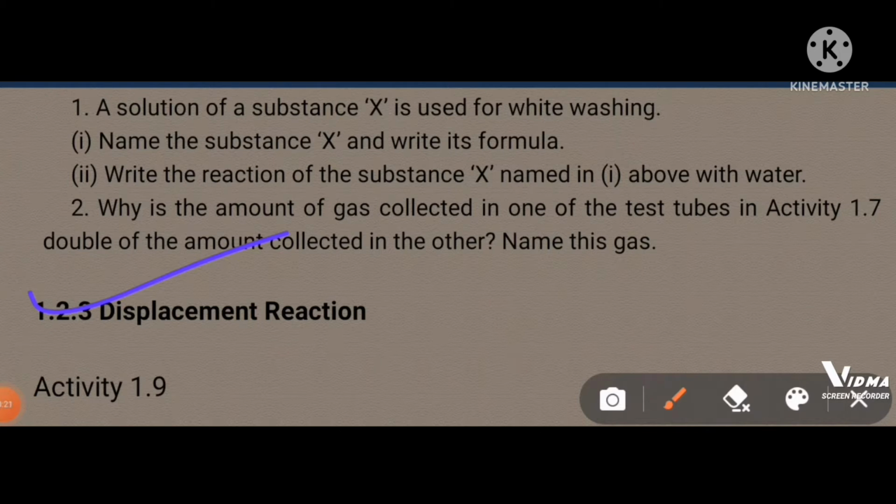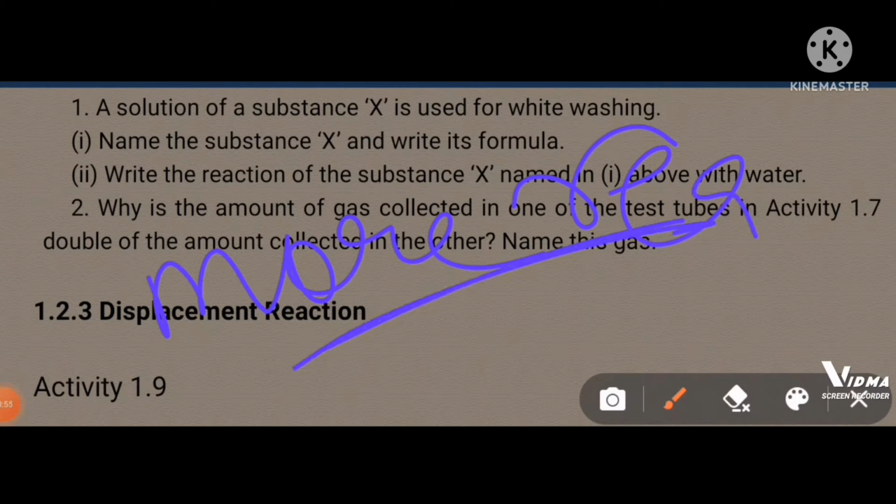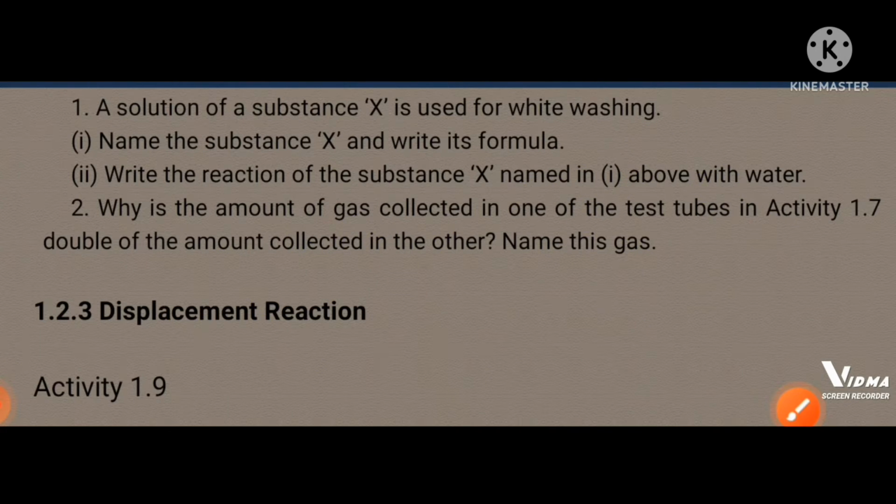Those reactions in which one element takes the place of another element in a compound are known as displacement reactions. Displace means take their place. Or in general, we can say that a more reactive metal displaces a less reactive metal from its salt solution or from its compound. Here, the more reactive metal will displace, means take the place of, the less reactive metal. That is called displacement reaction.